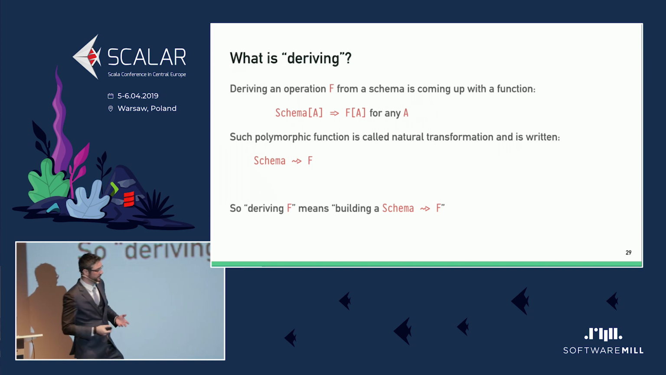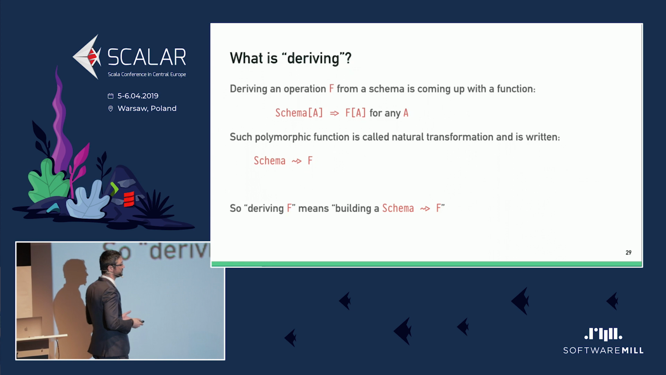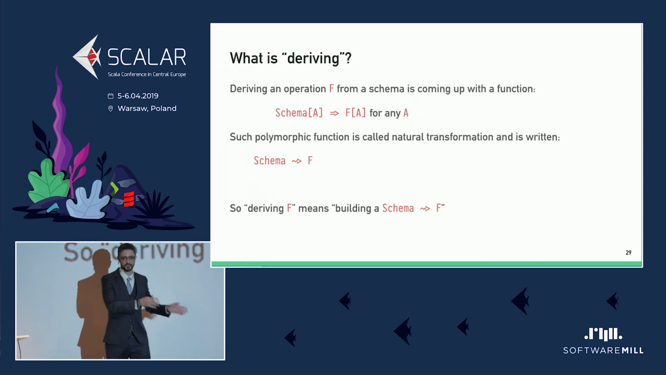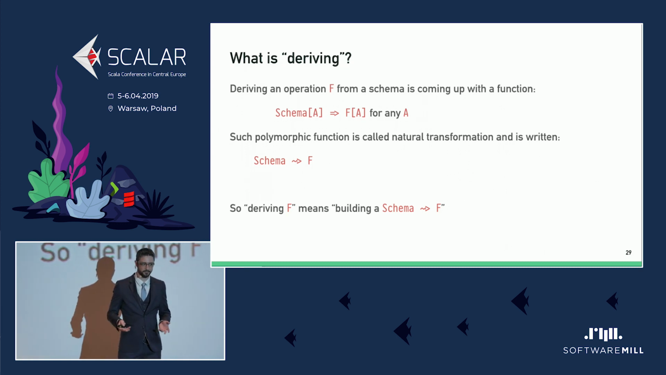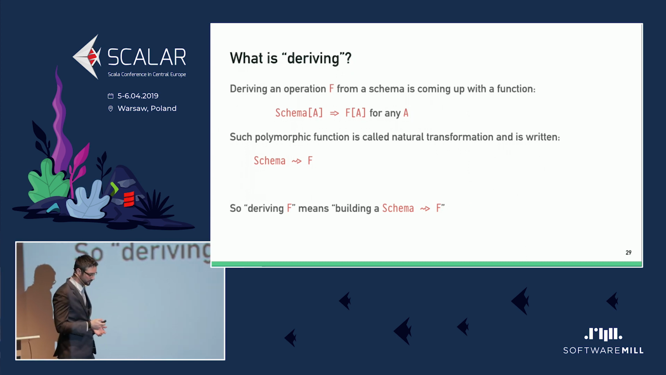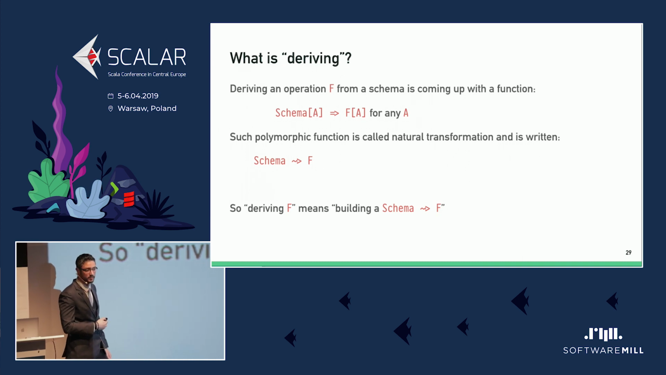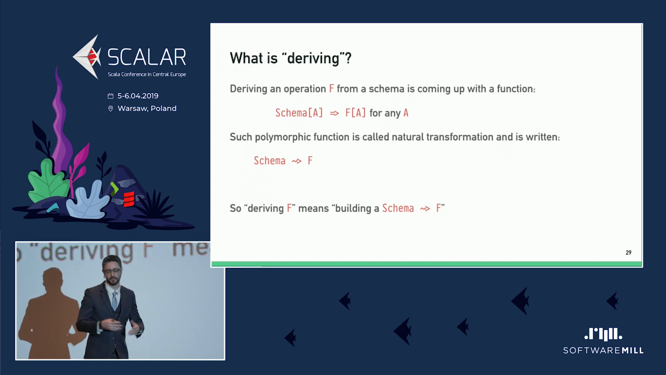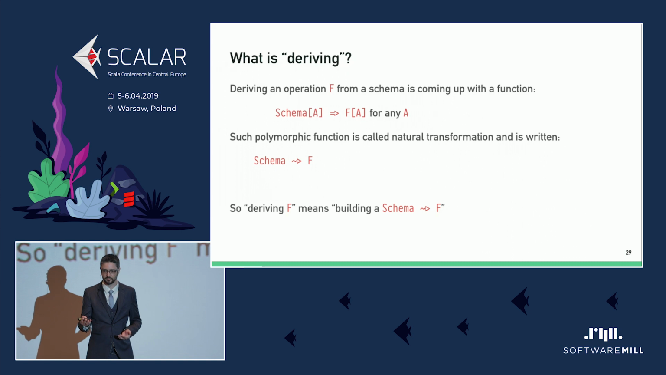And the idea is quite simple. It's just a matter of going from, regardless of the A, from a schema of A to f of A for any possible A. This has a name. It's called a natural transformation. And in most libraries, it's denoted with this squiggly arrow. So deriving an operation from a schema is just coming up with a natural transformation from schema to this f, right?